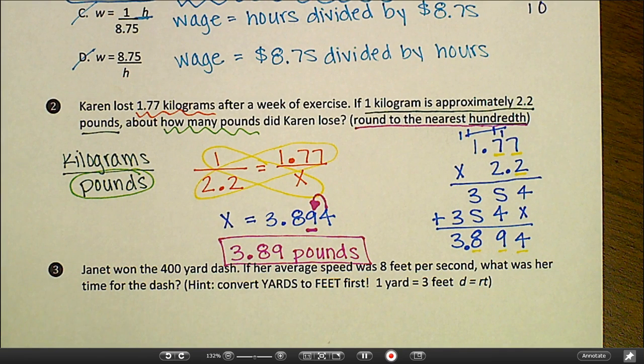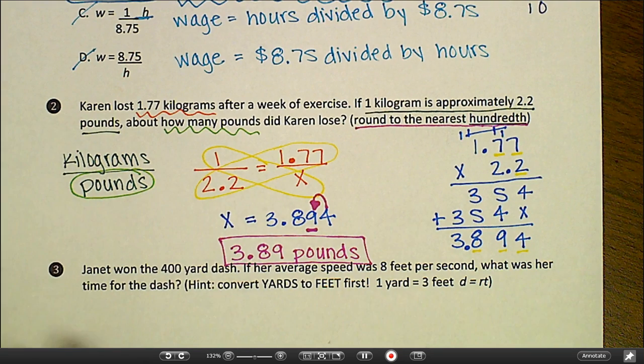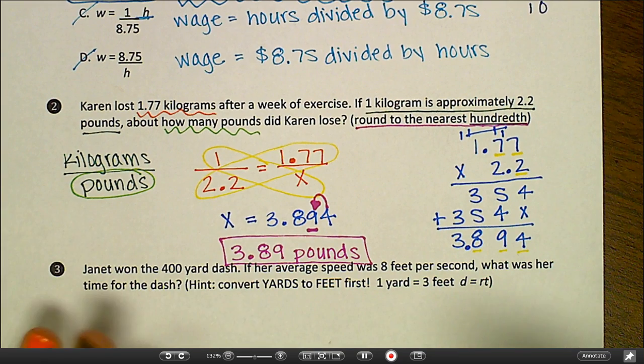Again, if this one is causing you some trouble, if you're still not really sure about this, go ahead and pause the video and put a star next to number 2. And then be sure that when you're finished with the review that you go and ask your teacher about this. And make sure that you have all of this work on your paper so that we can identify exactly where you're struggling and get you some help.